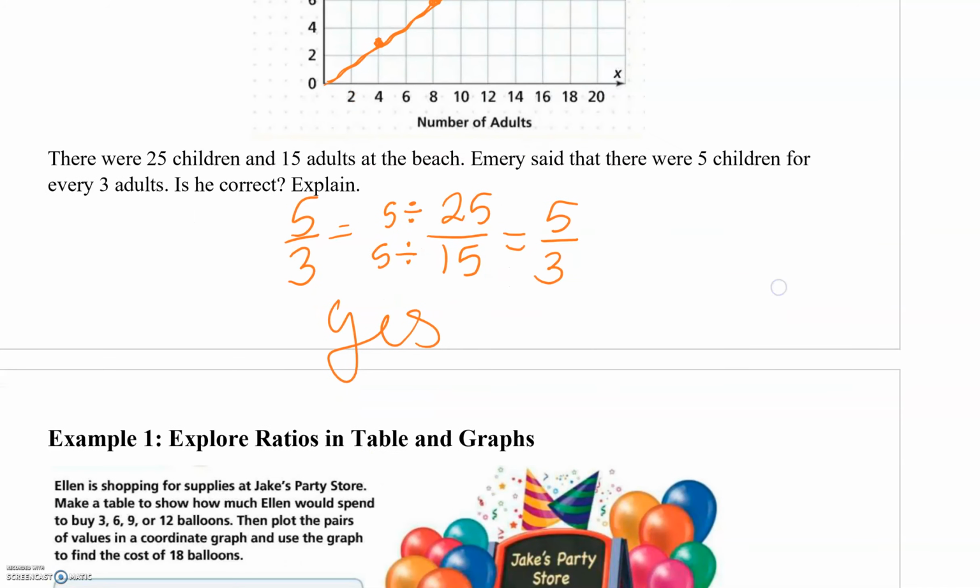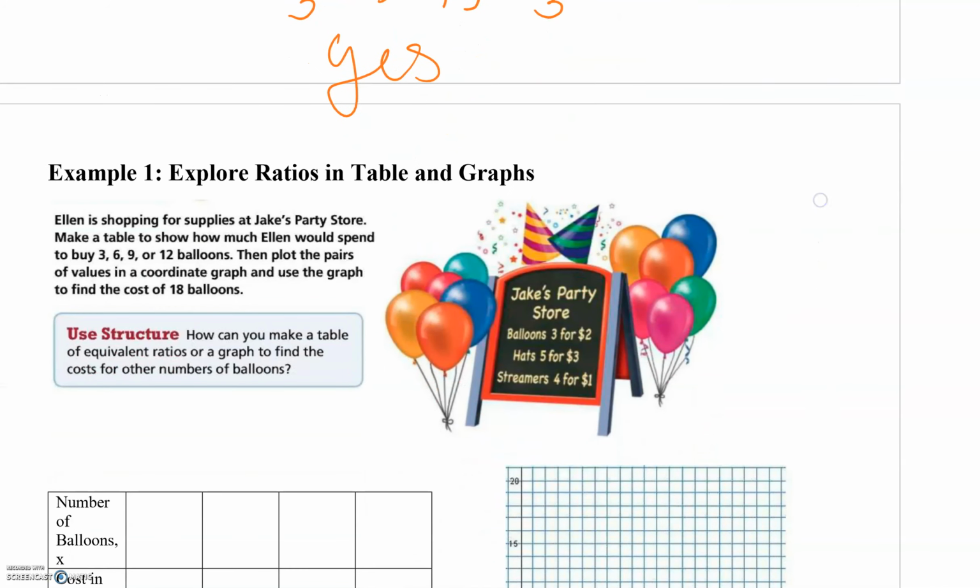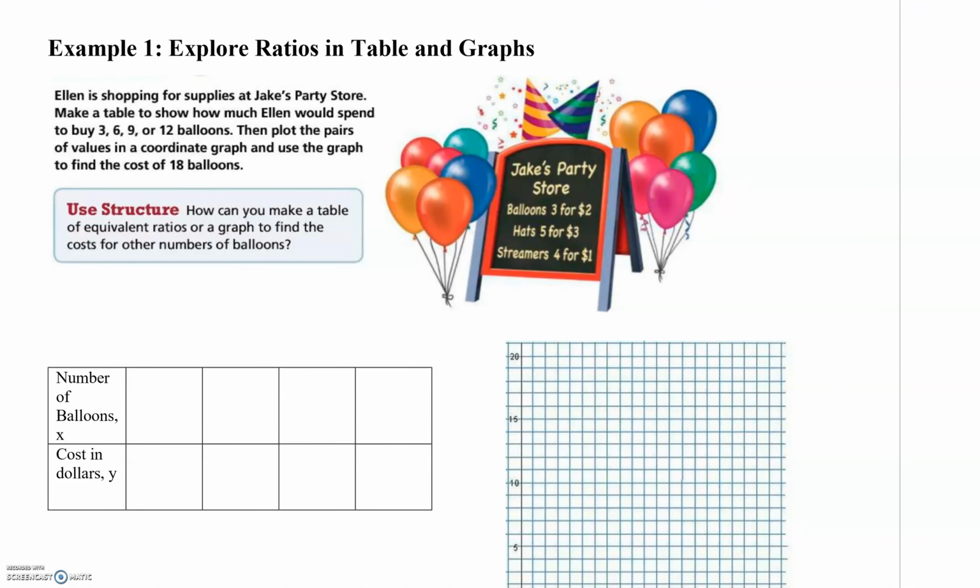All right. So we're going to jump right into our first example here. We're exploring ratios in tables and graphs. So again, we have Ellen is shopping for supplies at Jake's party store. Make a table to show how much Ellen would spend to buy 3, 6, 9, and 12 balloons. Then plot the pairs of values in the coordinate graph and use the graph to find the cost of 18 balloons.